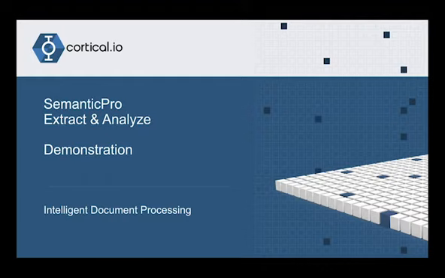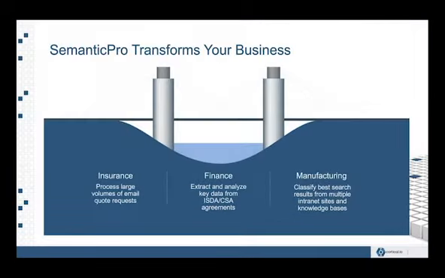Cortical.io Enterprise IDP solutions utilize artificial intelligence and an innovative approach to natural language understanding to transform workflows and enable better business decision-making. Our customers span a wide variety of industries, including insurance, finance and consulting, business services, and manufacturing.